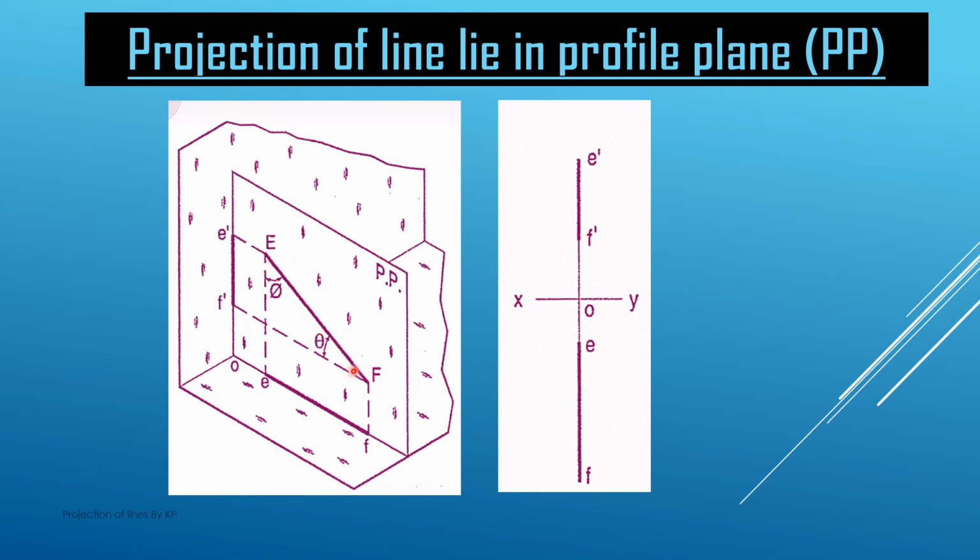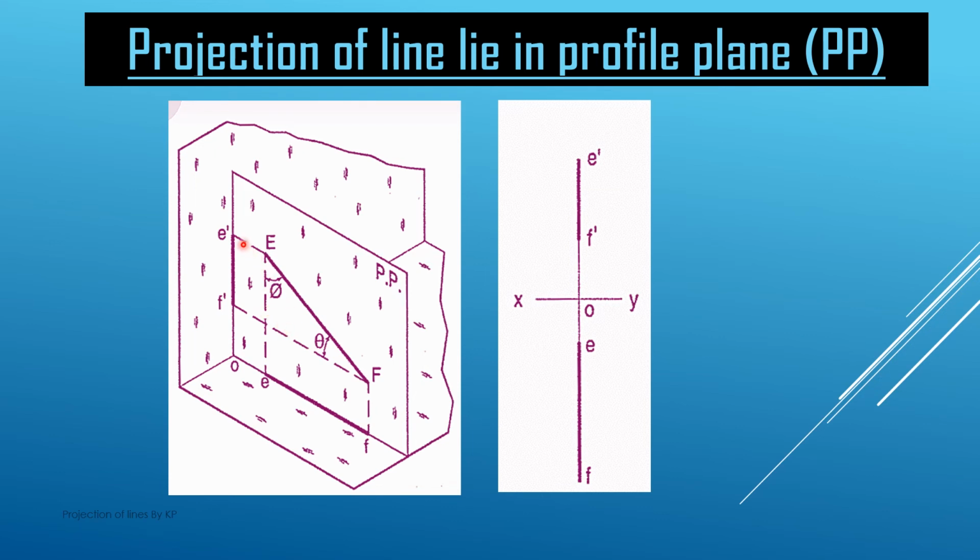The projection of this line on the vertical plane is E dash and F dash, and on the horizontal plane it is EF. This line is making an angle theta with the horizontal plane and an angle phi with the vertical plane here. So we know that the sum of the angles is 180 degrees, so this way we can find out, and this angle is 90 degrees here.